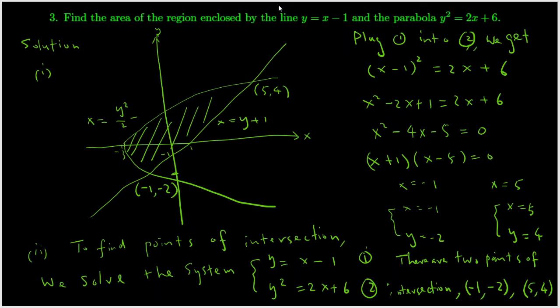The interval is the interval from -2. That's the y coordinate of this point. To 4, which is the y coordinate of this point. That's how we get the interval.